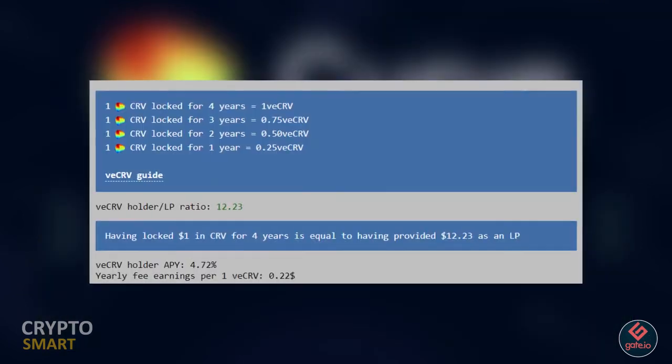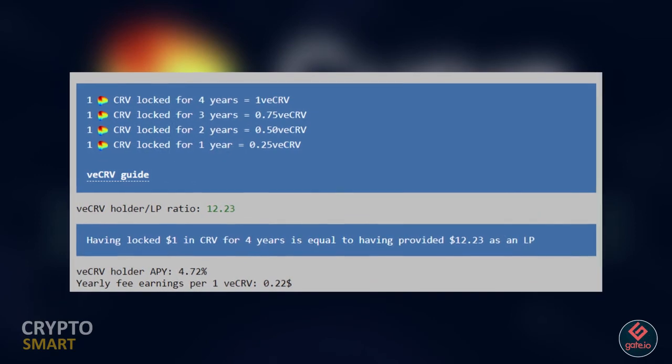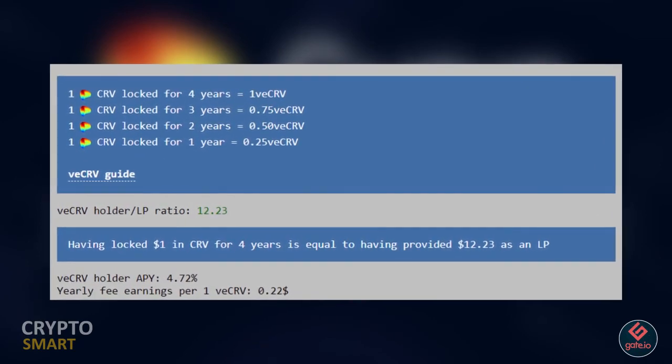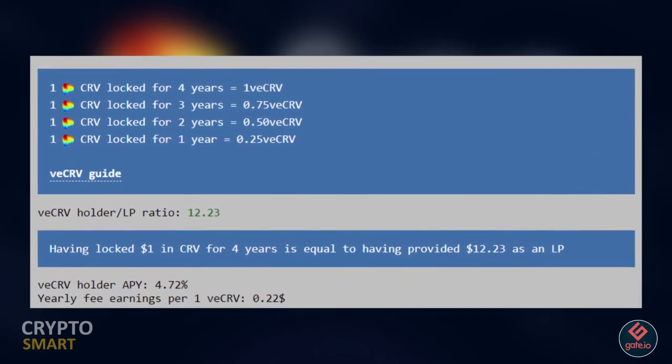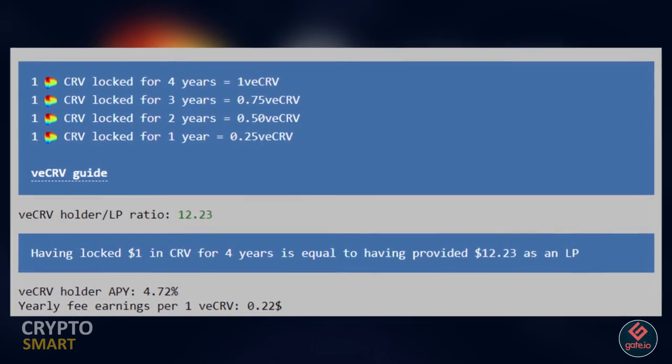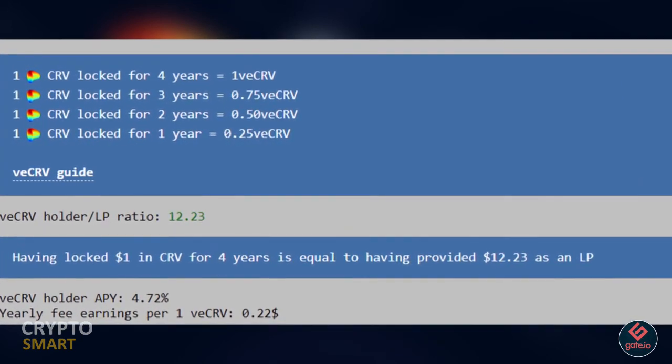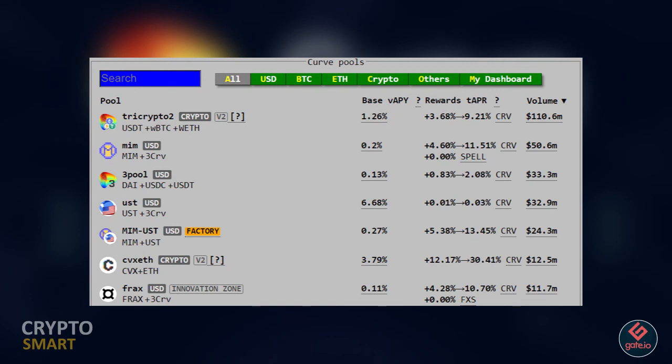Currently, you can lock your CRV for up to 4 years to receive boosts to your farms. Furthermore, governance is extremely impactful as you can vote for which liquidity pools you get additional incentives in the form of CRV.